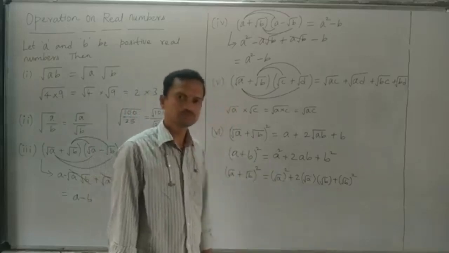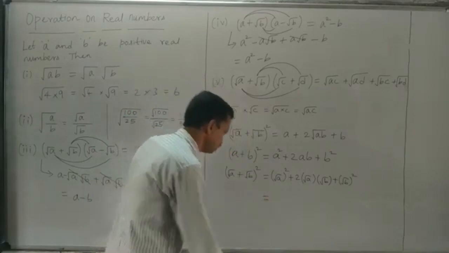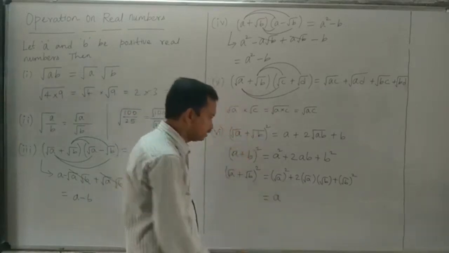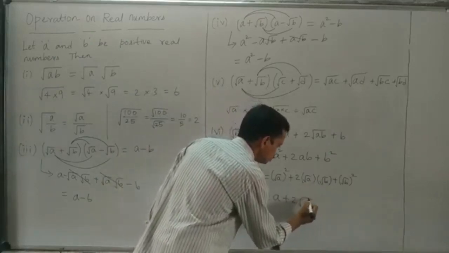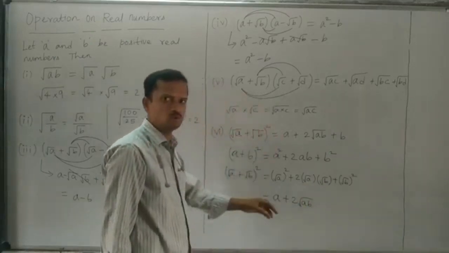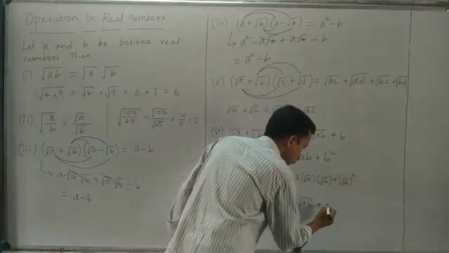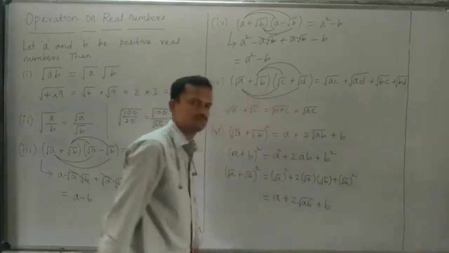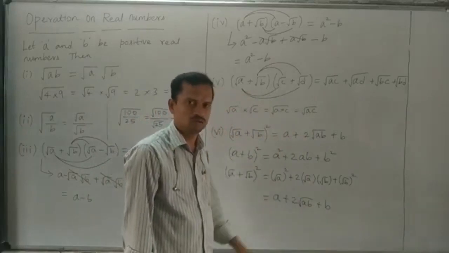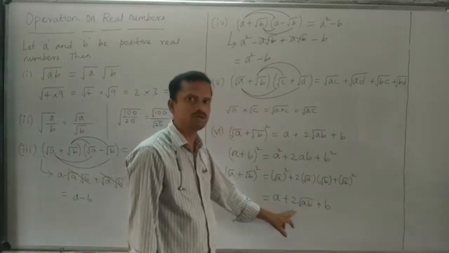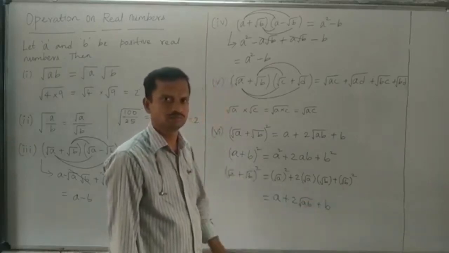You get it like this. And now simplifying. What is root A whole square? A. And here plus 2 into root A root B, we can write as root of AB, the same root, root of AB. And this plus root B whole square means B, square root of a whole square, so you get the same number inside the root, that is B. So like that, A plus 2 into root AB plus B. Okay children.